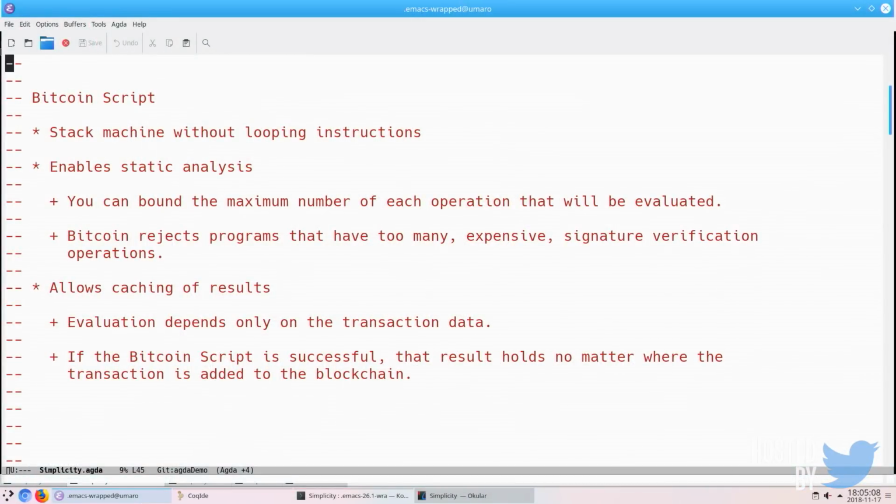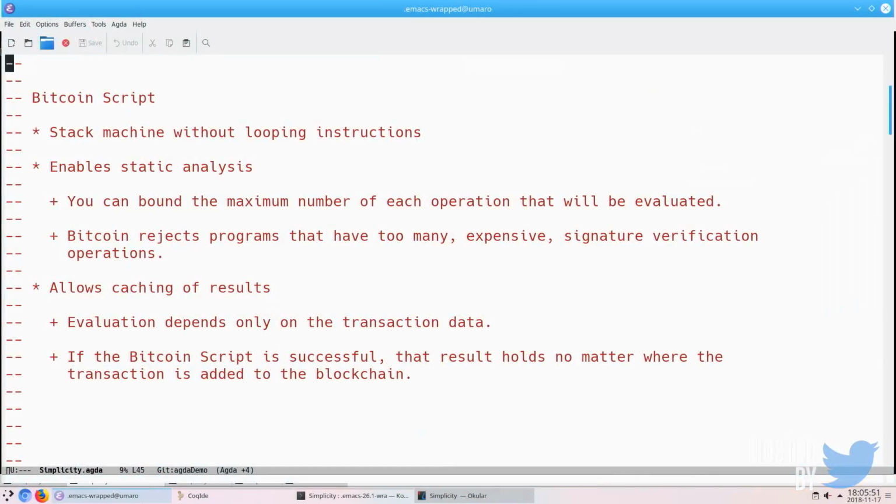So very quickly, the way Bitcoin script works, right? It's got this stack machine. It has no looping constructs in it at all, right? So it's not Turing complete, famously not Turing complete. And this has some wonderful properties. It allows you to have static analysis of the Bitcoin script programs. In particular, you can bound the maximum number of each operation that is going to be evaluated before execution of the program. Because you don't have any loops, all you have to do is basically count the number of operations that are going to be there, right?